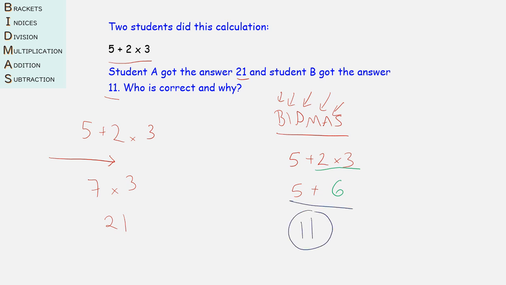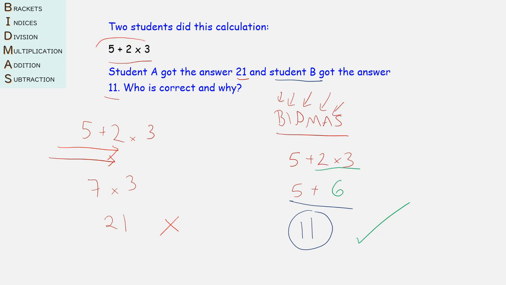So we always need to use Bidmas. So student B, who got the score of 11, is actually correct because they've used Bidmas, whereas student A, who got 21, is wrong because they've just read it from left to right, and that's not how it works in maths.